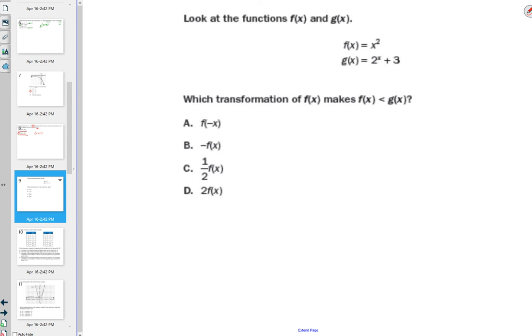Look at the functions. Which transformation makes f of x less than g of x? Okay. This is a really good question. This is like a higher order thinking question. It's more just understanding the way that the functions look. I'm going to draw them for you so you can see it, but it's more just understanding it. What type of function is f? F is not exponential. It is quadratic. What type of function is g of x? Yeah, this is exponential, and if you want to be more specific, it's an exponential growth.